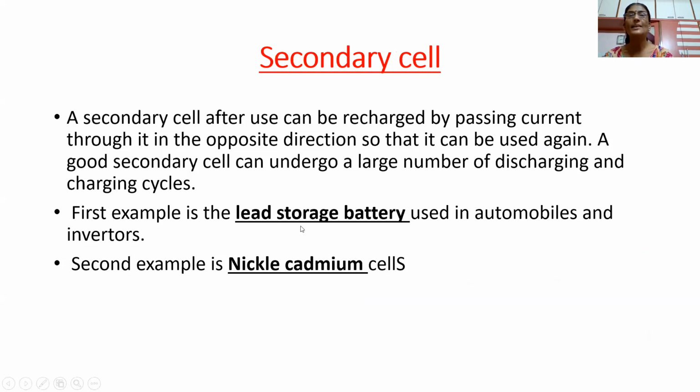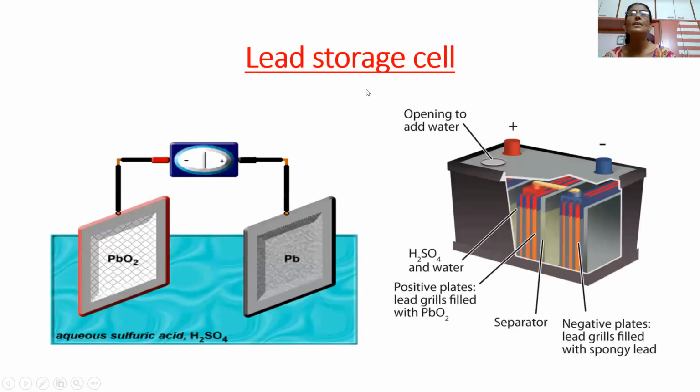So common secondary cells are lead storage battery and nickel cadmium cells. We'll discuss them one by one. So what is the difference between primary and secondary cell? A primary cell once dead cannot be reused, while secondary cells can be recharged or reused by passing the current in opposite direction. Now it is lead storage cell.